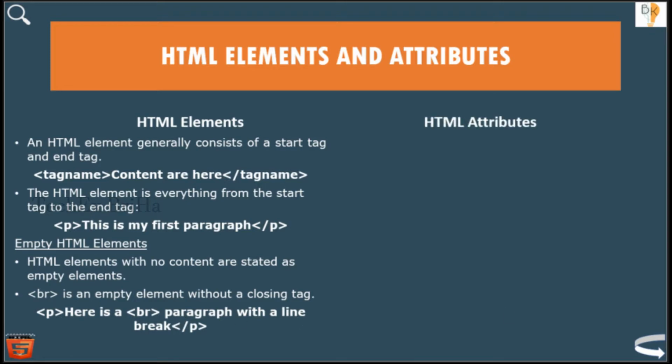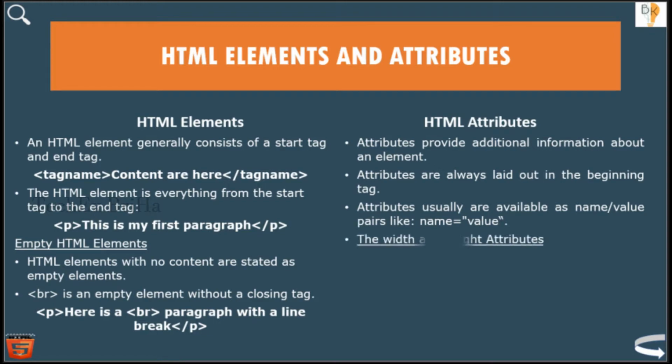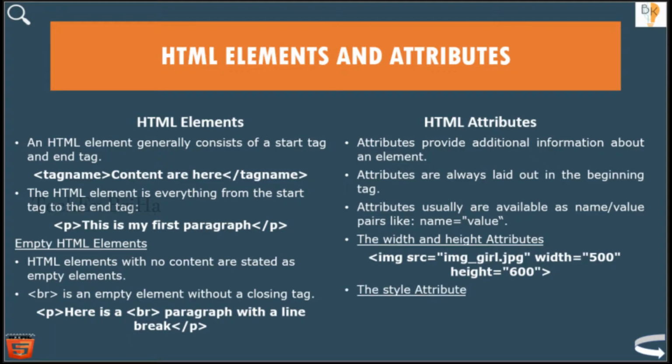Coming to the attributes, all HTML elements can have attributes. Attributes provide additional information about an element. Attributes are always specified as name-value pairs. Here width and height act as attributes in the image tag. You can use a style attribute. So here the style attribute is used for styling purposes. In my P tag I am using it for changing the color of the content. I am a paragraph.